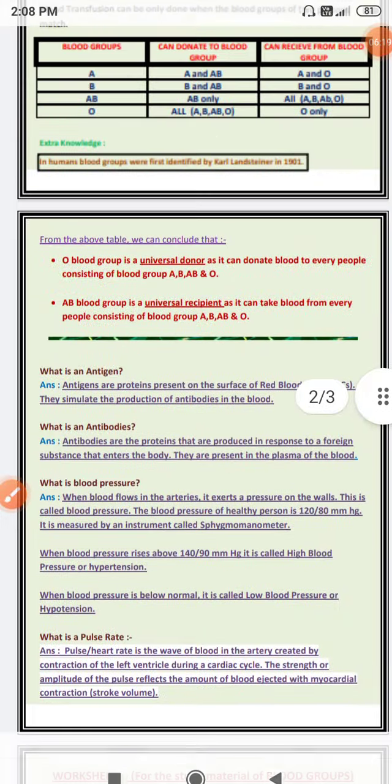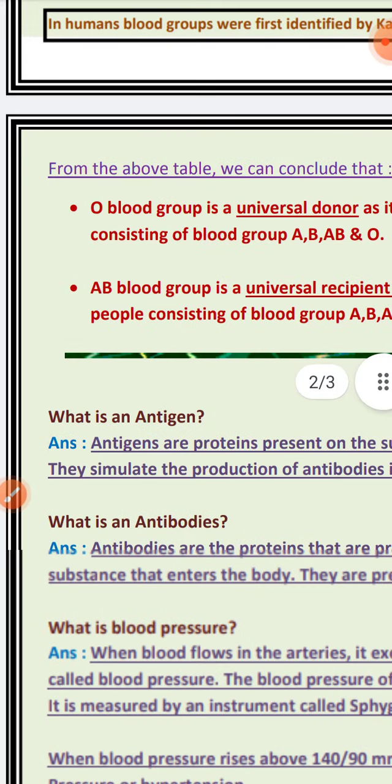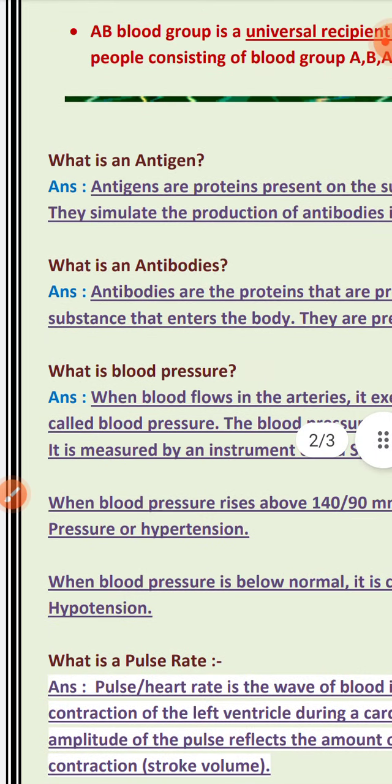Now coming to the next thing. We have already come across what an antigen and an antibody are, so I am not proceeding into it again. Now the last two things that you have to know are what blood pressure is and what pulse rate is. Now what is blood pressure?